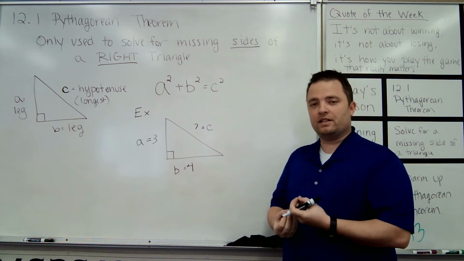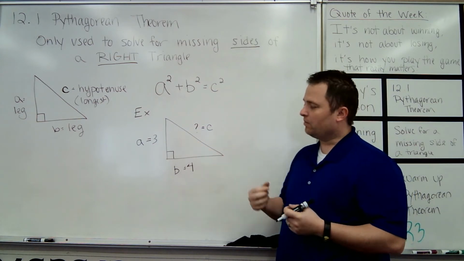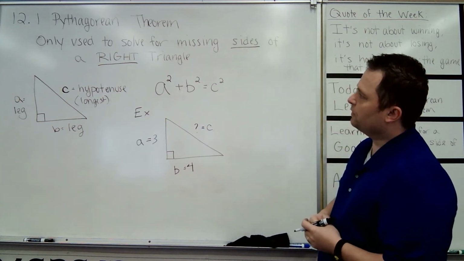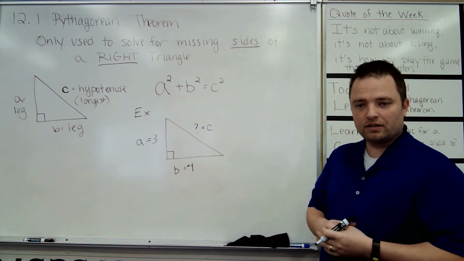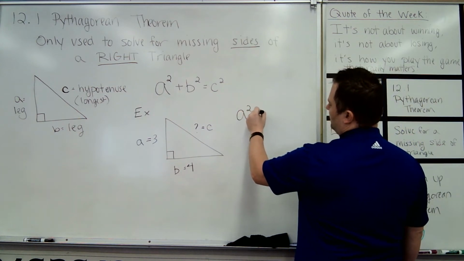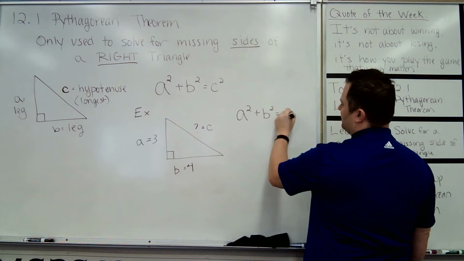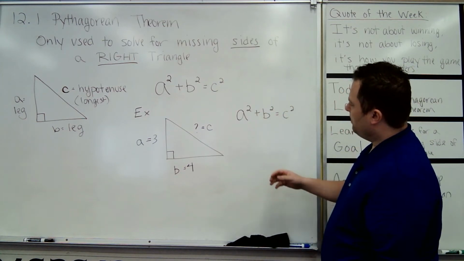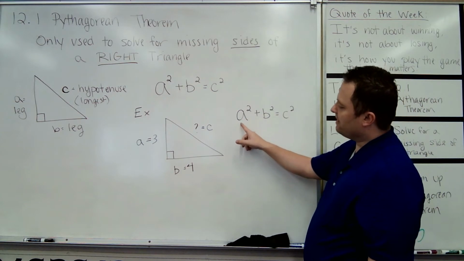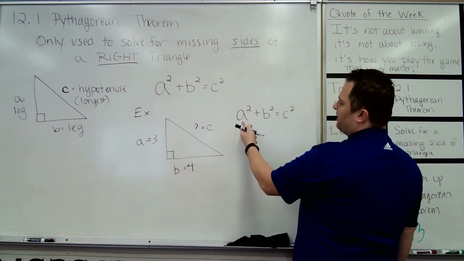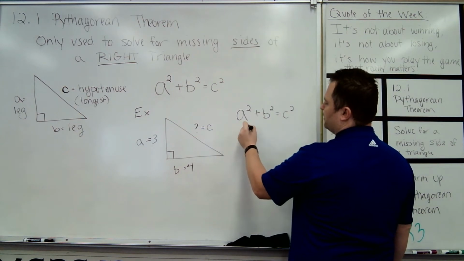Okay, I have to identify that first. After that, the legs don't matter. Well, if I'm going to use Mr. Pythagoras's formula, I have a squared plus b squared equals c squared. Okay, but I do know what a is. A is 3. So I can think of this as 3 squared.